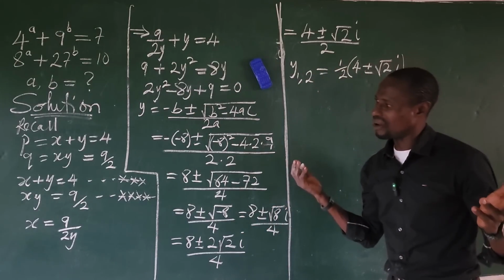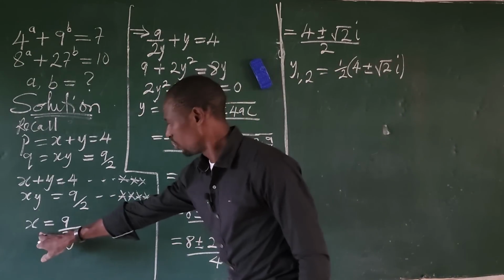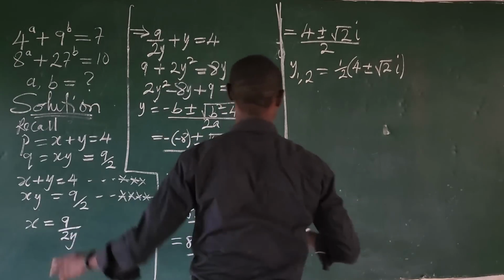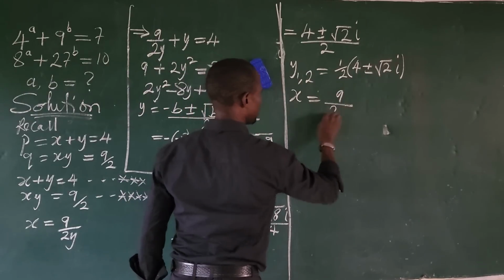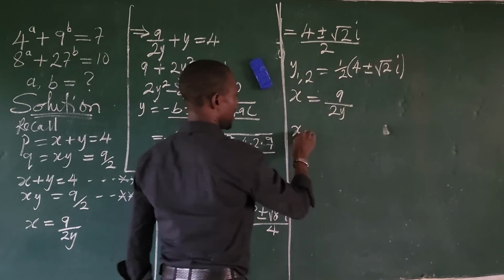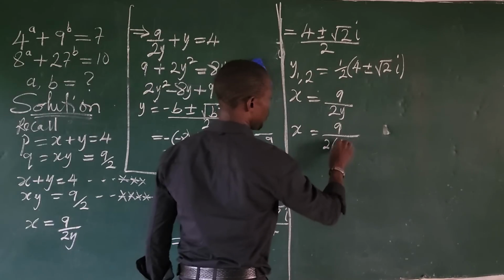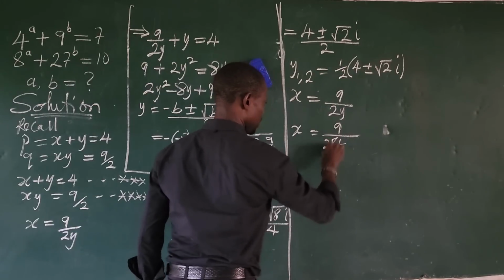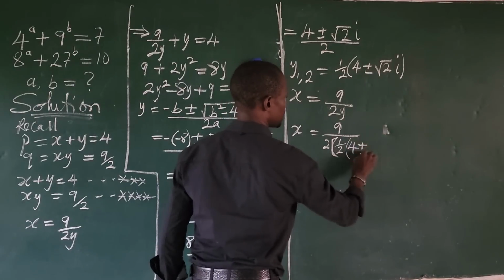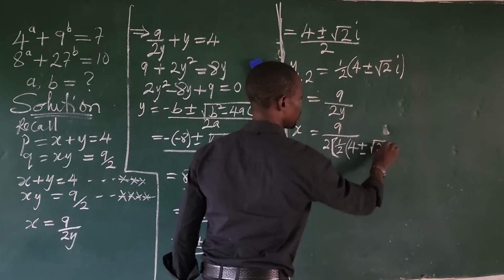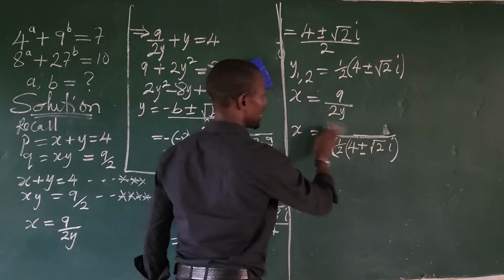So let's go ahead and get our X1 and X2. Look at here, we've made X the subject of the formula already. So from here, we can now get this: 9 over 2Y. So we have X is equal to 9 over 2 into 1 over 2, let's use the square bracket here, into 4 plus or minus the square root of 2 iota, close bracket. Okay, let me take the 9 to the middle.